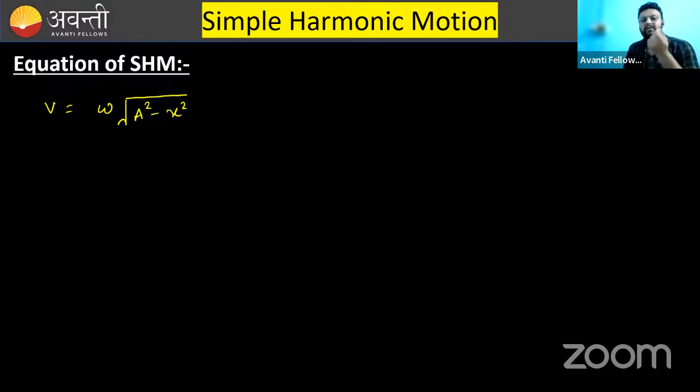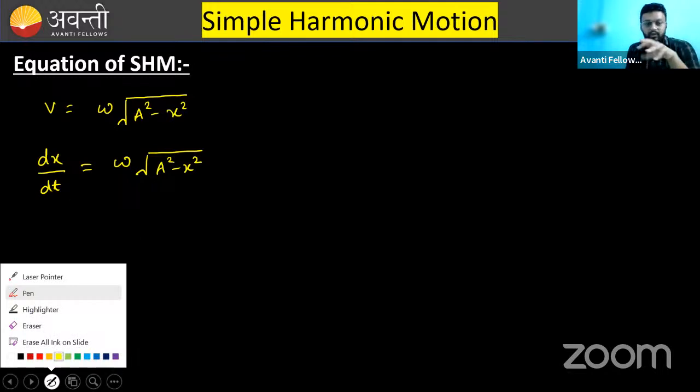We need to find the relation between x and t. Can you write velocity as dx over dt? Yes, you can write velocity as dx over dt equals omega root of a square minus x square. This is the derivation which is going to be asked in your exams. A lot of times it is being asked. So dx over dt equals omega root a square minus x square.